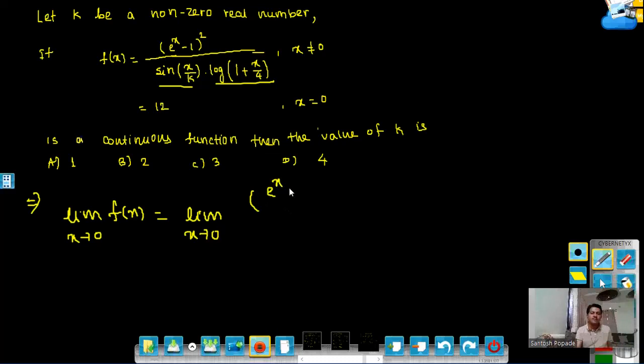Meaning I should divide by x square. So divide the numerator and denominator by x square. So I have divided the numerator by x square. Do the same in the denominator.